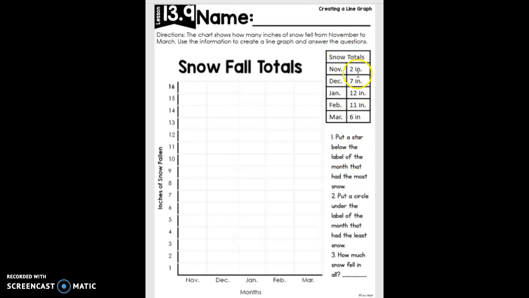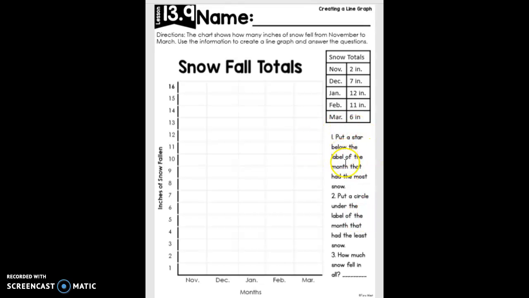So you're going to go to November, and then you're going to put a dot where it says 2. December, find where it's how much, and then go up and put a dot. Do the same for January, February, and March. Once you get all your dots, then in order to make it a line graph, you have to connect your lines. So you're going to connect your lines with a line. Then we can do number 1.